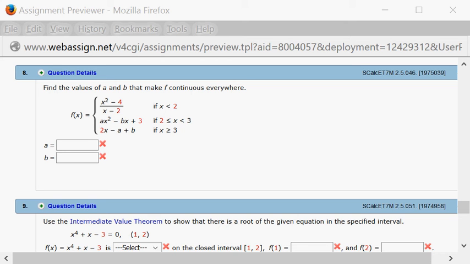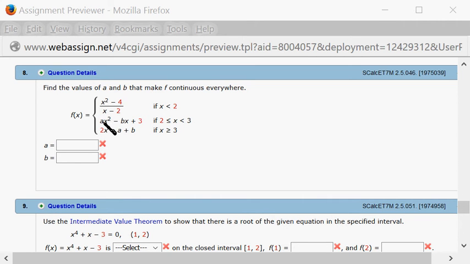Alright, let's look at homework 2.5, problem number 8. We want to find the values of a and b so that this piecewise defined function is continuous everywhere. When you look at it, you can see that this is a rational function, which is continuous on its domain. Since x is less than 2, it's in the domain, so this is continuous by itself.